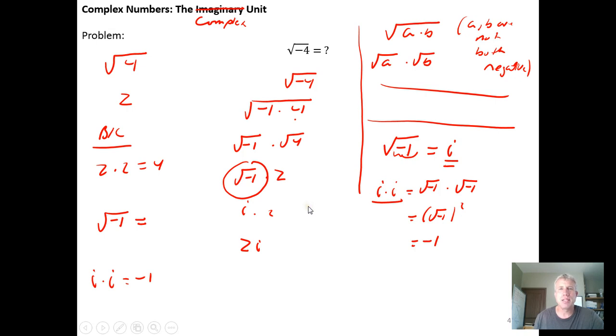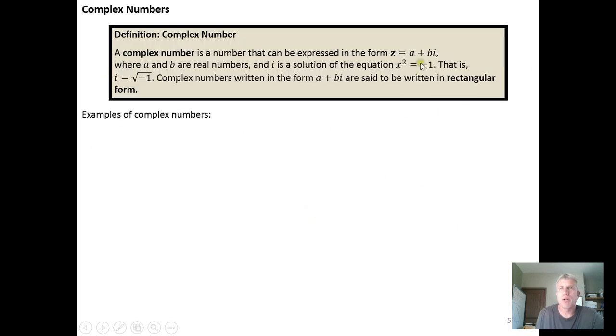So using this idea, we can define what are called complex numbers. It's common to give them the letter name z. And a complex number is any number that has the form a plus bi, where a and b are any real number that you want. So any real number from the real number line. And i is the solution of the equation x squared equals negative 1. Or in other words, i times i is negative 1. So complex numbers, anything that has the form a plus bi.